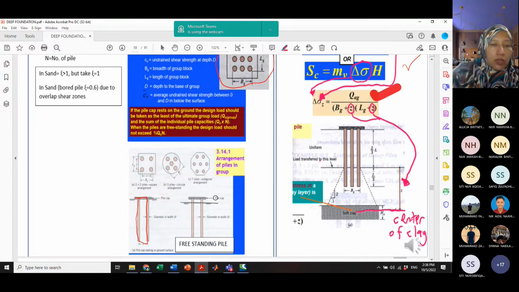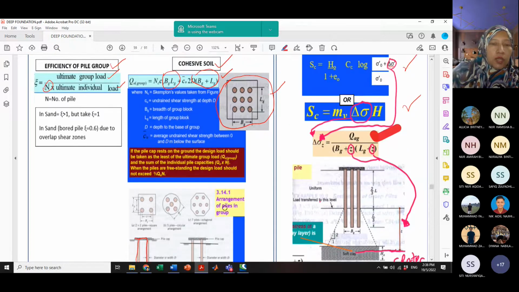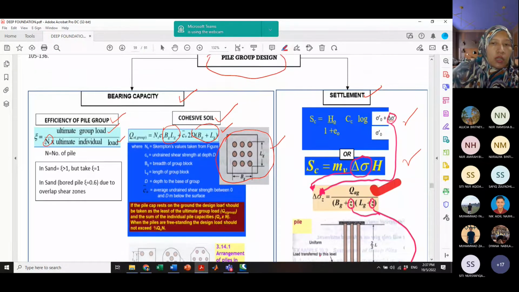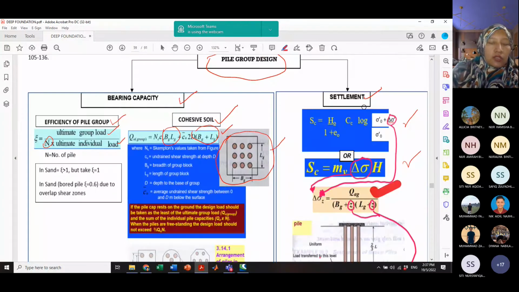So the pile cap ni ada yang placed on the ground ataupun they can be hanging lah ataupun freestanding pile. The freestanding pile ni akan memberi impact to the arrangement of the pile. Okay, yang tu berkaitan dengan pile group. Apa yang you akan belajar di akhir lecture ni adalah settlement jugalah. Settlement of the pile group. Settlement of the pile group is more crucial compared to the single pile.